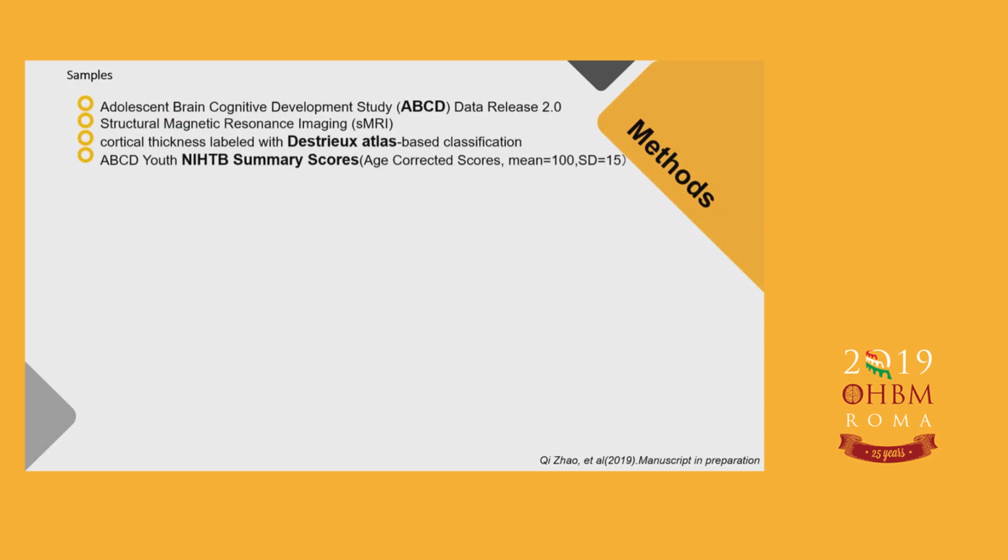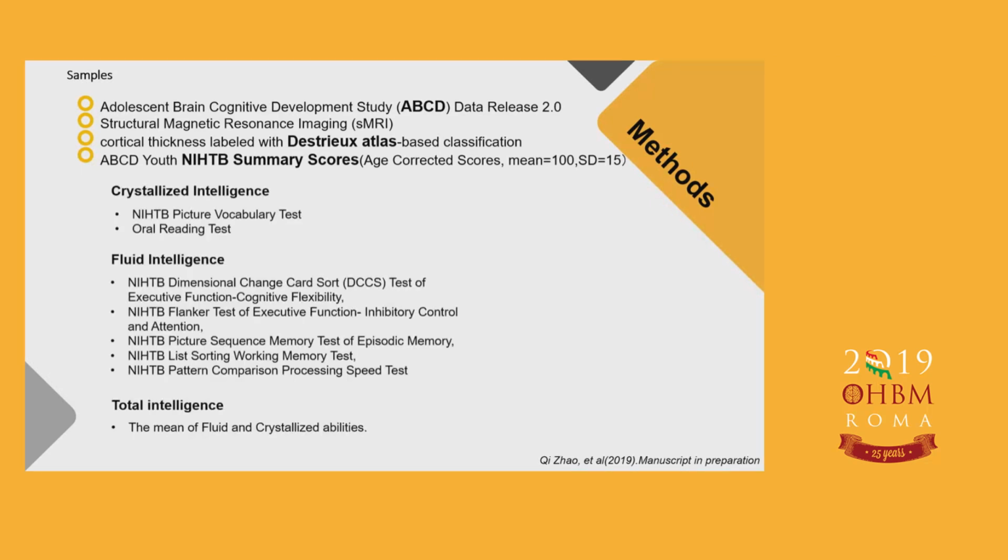In our study, by utilizing the structural MRI from a large sample of the ABCD study, the largest cohort in brain development and child health in the United States, we used the NIH Toolbox Cognition composite scores, which include these 7 items. This results in 2 measures of crystallized abilities, as well as 5 measures of fluid abilities. And we extracted the cortical thickness according to the Destrieux Atlas from FreeSurfer.